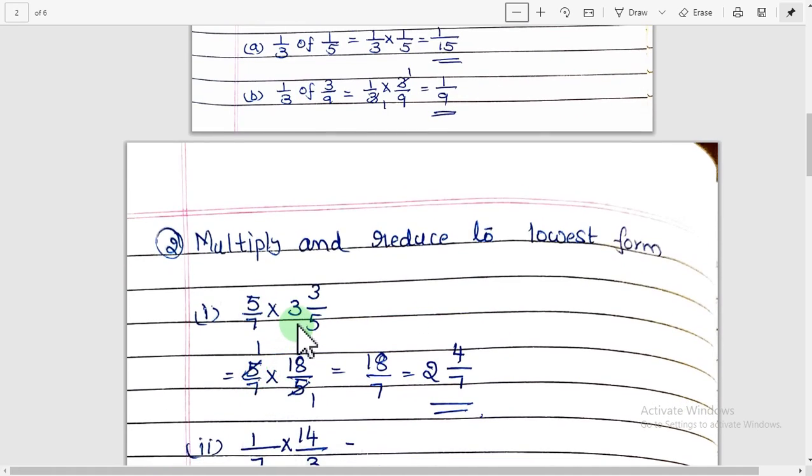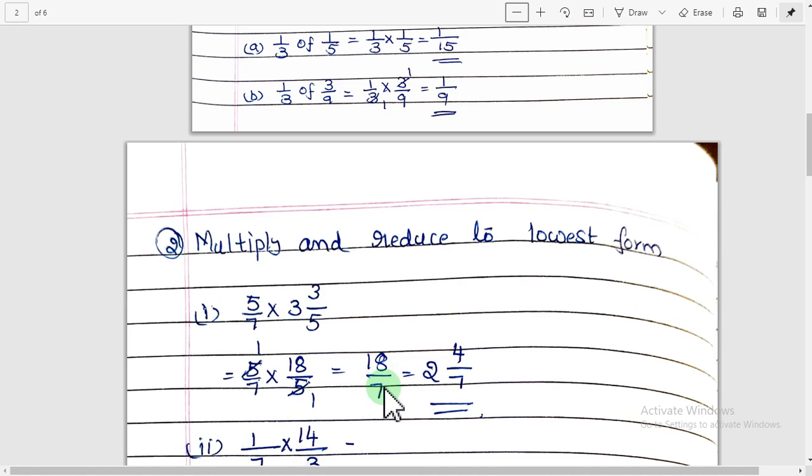5/7 into 3/5. First of all, a mixed fraction should be converted into an improper fraction. 5/7 into, 5 threes are 15, 15 plus 3 is 18, 18 by 5. Now cancellation is possible: 5 ones are 5, 1 ones, 18 ones are 18, 7 ones are 7. Now this is an improper fraction. You can convert this into a mixed fraction.